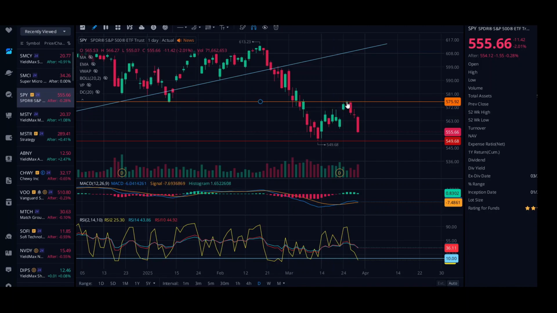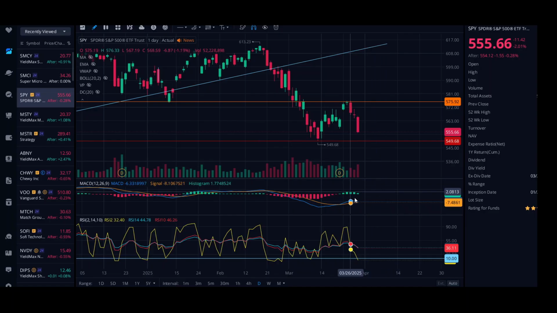Okay, so it went up, it tested it, and got rejected. Now we're going to come down, and it looks like we're going to try to test this low here of 549.68. And we'll see, does it come down, test on it, and then bounce back up and go back up to test that resistance? But eventually one of them will give. But since we've seen so much red, we may be seeing the market go down a bit more.